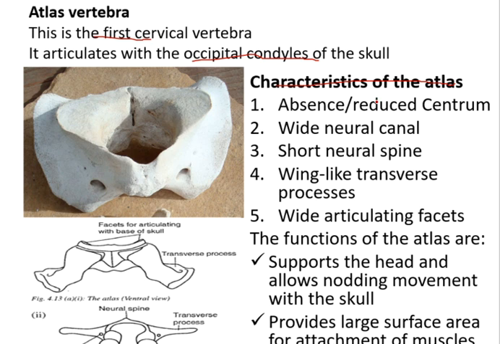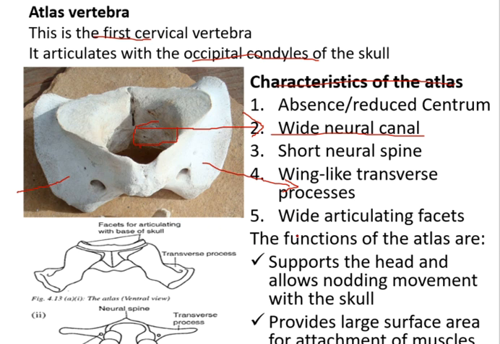As you can see here, it lacks the centrum. Then wide neural canal. As you can see, this is the neural canal here. It is wide for passage of spinal cord. Then short neural spine and wing-like transverse process. This is the wing-like transverse process for provision of surface for muscle attachment. It's wing-like, as you can see.